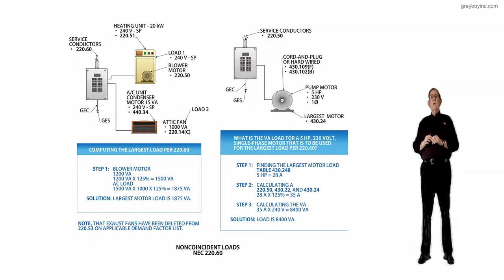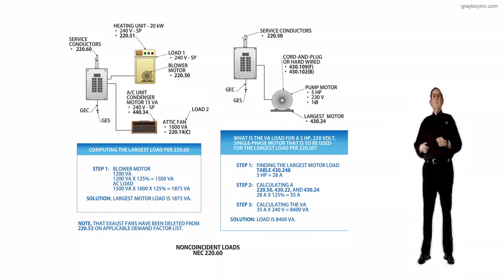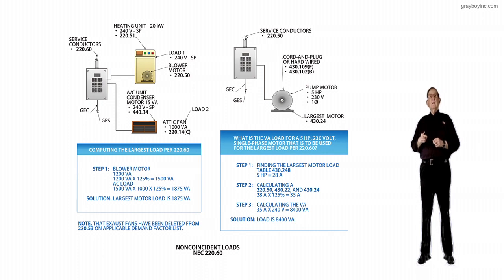We're talking about the motor being one of the non-coincidental loads. We're used to it, just some inspector says, we drop that out. It's a non-coincidental load, so we don't include that. But now notice, if we review the information, we're looking at service conductors and the service equipment to the left, and we're looking at 220.60 and making an application of that rule to those service conductors.